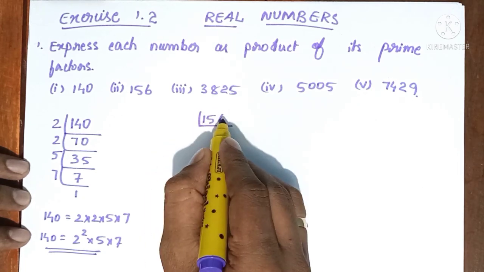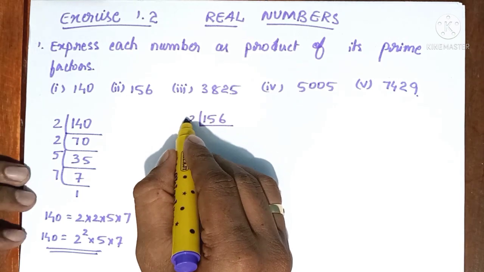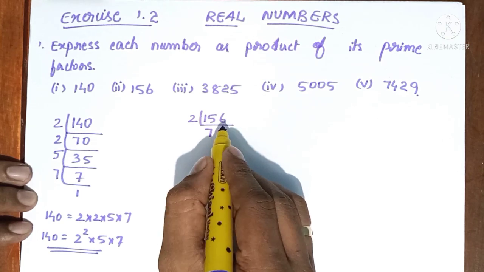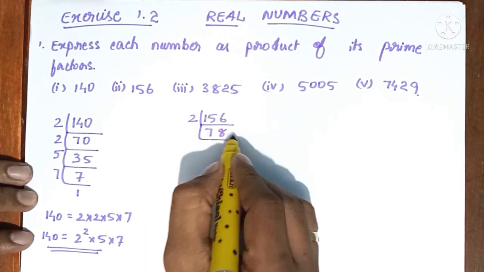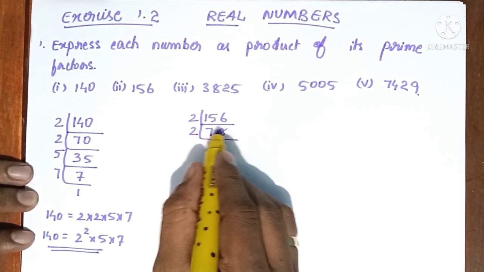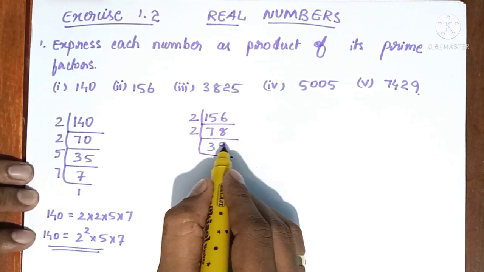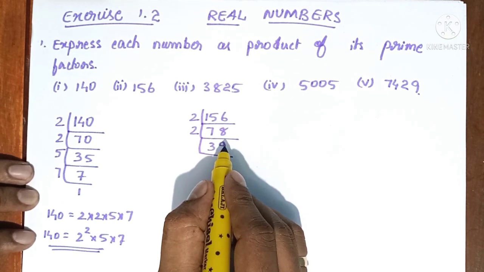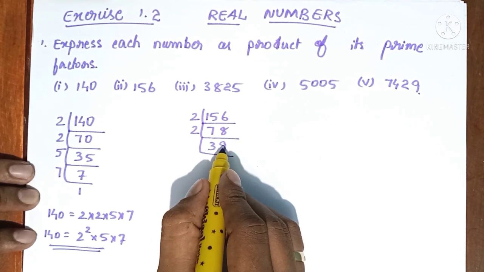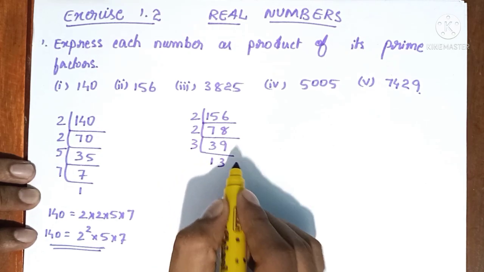156. Since it's an even number, we can use the first prime number as 2. So 7 2s are 14, remaining 1 16. 8 2s are 16. Again, it's an even number, we can use 2. 3 2s are 6. 9 2s are 18. 39. Since it's not an even number, so we cannot use 2. So which number we can use? The next prime number, it can be 3, because 3 and 9 both are divisible by 3. So 3. 1 3.